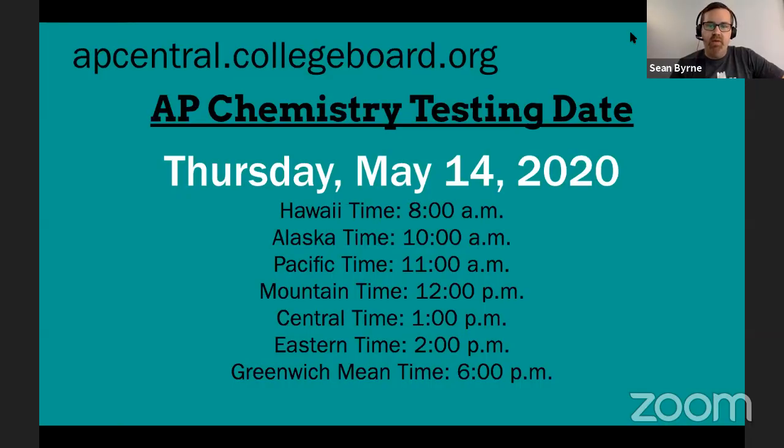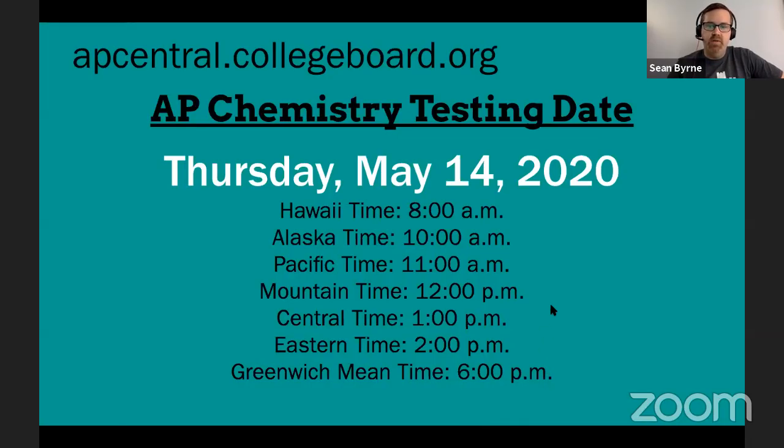Remember that everybody will be taking the exam at the same time. So you would want to find the time zone that corresponds to where you live and go ahead and mark your calendars. I'm in Chicago in Central Time, and so we'll be taking the test at 1 p.m. But if you're on the East Coast, you would be at 2 p.m. and so on. International students, the best way for you to calculate your time would be to look at Greenwich Mean Time and then calculate from there.